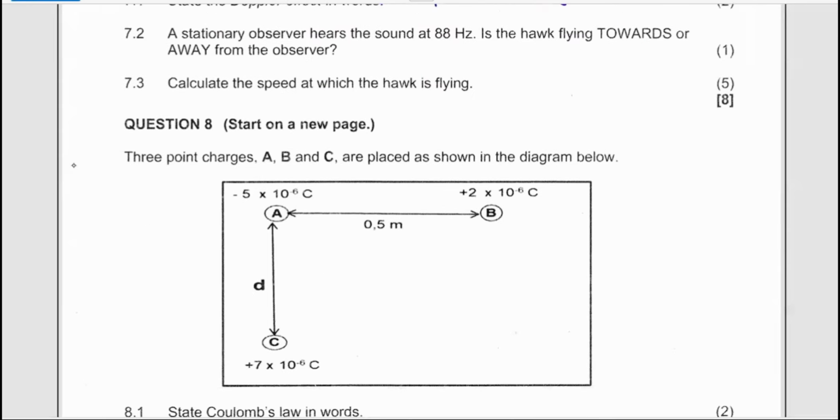Then 7.2, a stationary observer will get 88 hertz. Is the hawk flying towards or away? The answer is that it is flying away, because when it flies away, the frequency is smaller than the emitted one. Then calculate the speed of the hawk. So this is going to be 7.3.